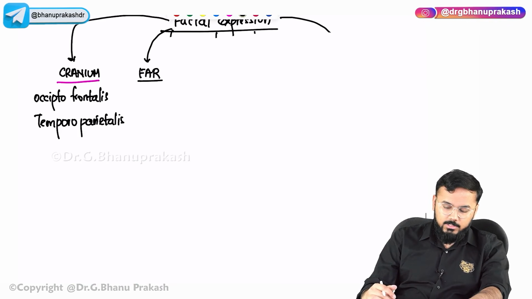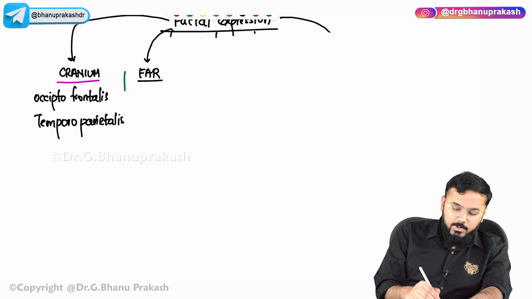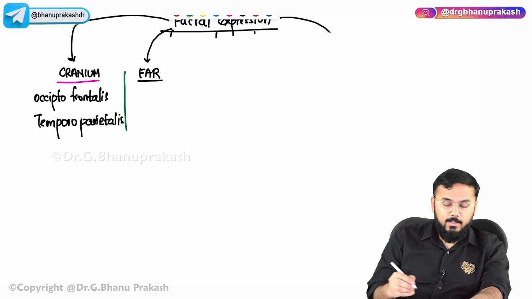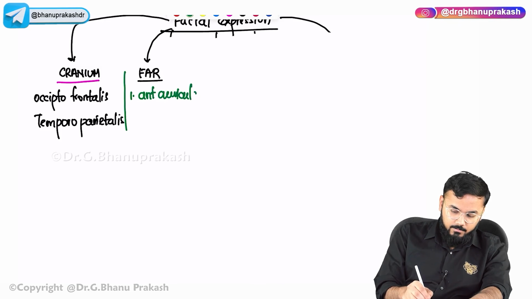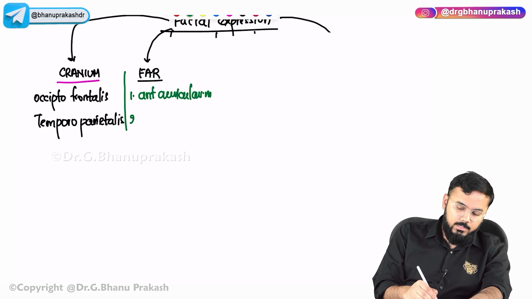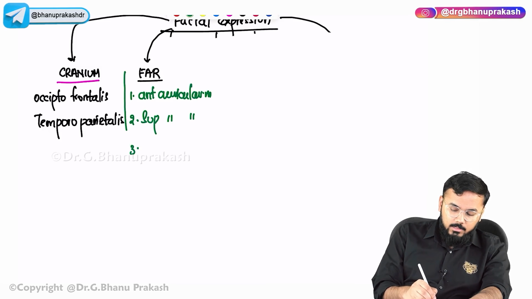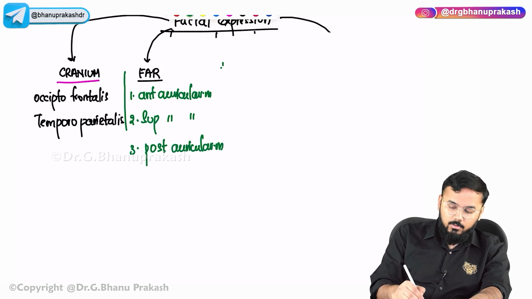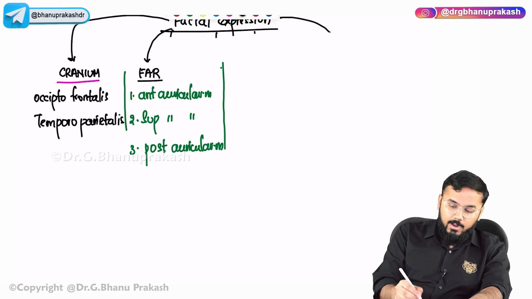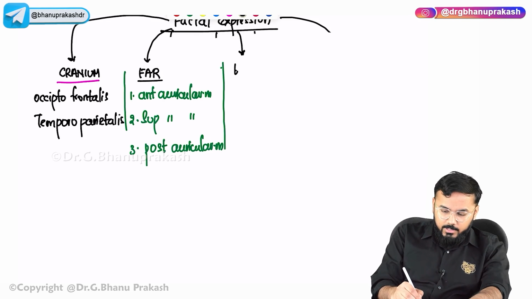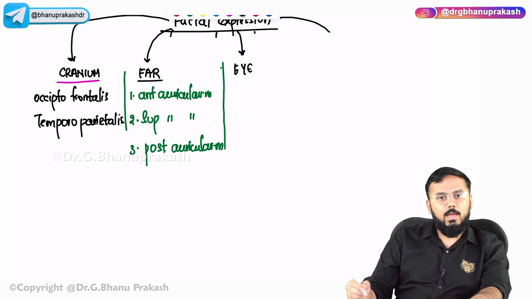Let us write down these three muscles. What are the three muscles surrounding your ear? One is called the anterior auricular muscle, the second one is the superior auricular muscle, and the third one is the posterior auricular muscle. Now after these muscles of the ear, the next important thing is muscles of your eye.